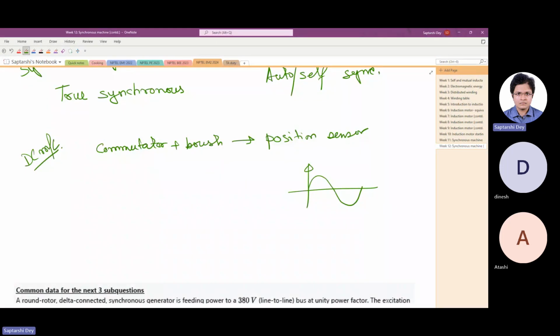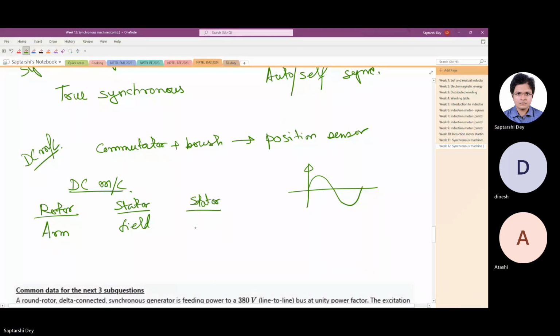Now, people wanted to get rid of this commutator. So in the DC machine, what did they have? On the rotor, they had the armature. On the stator, they had the field. They said if the armature is on the rotor, we will need the commutator brush gear. We do not want the armature on the rotor. We want the armature on the stator. Very nice.